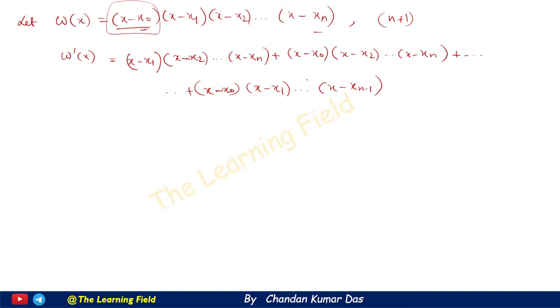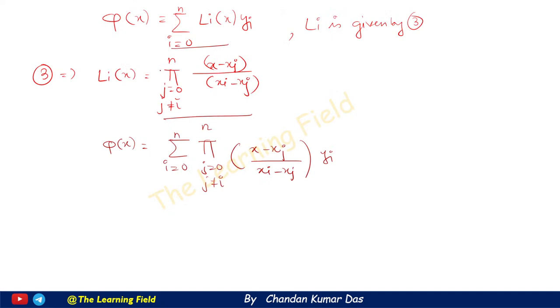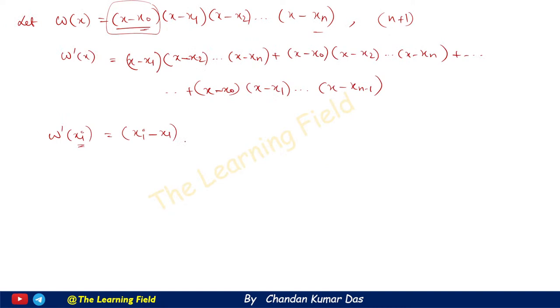So we can write omega dash at the point xi. Why can we write this at xi? Because we have to convert both terms, the upper term and the lower term, that is, the numerator term and the denominator term. That's why we put the value xi. If we put the value xi at the point x, then we can write this term also in terms of omega dash(x). Okay, so this is the reason.